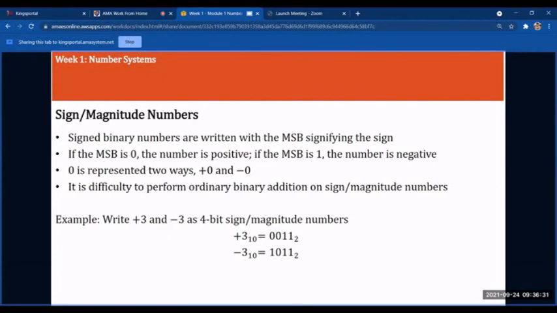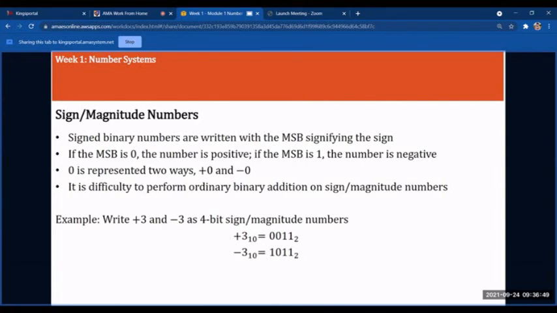Zero is represented two ways: we have positive 0 and negative 0. So there is difficulty in performing ordinary binary addition on sign magnitude numbers. The example here is to write positive 3 and negative 3 as 4-bit sign magnitude numbers.